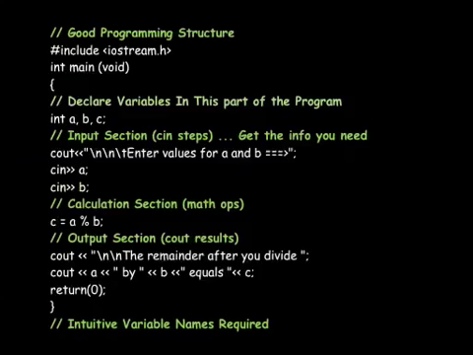We have variables declared. We have 3 integers, A, B, and C. We have an input section where we get the key values we need for A and B. We then have a calculation section where we find the value of C. And then we have an output section where we output A, B, and C.